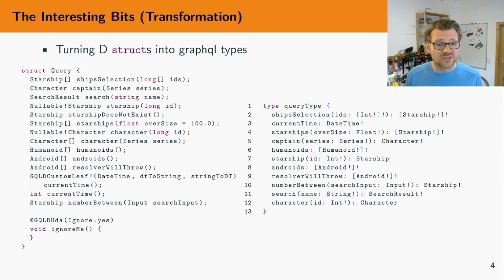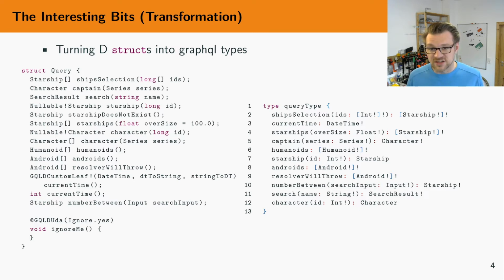Also very fun is turning these structs into GraphQL types. So on the left, we see the struct Query, and on the right, we see the type Query. And type is basically GraphQL speak for struct or class. And looking at the first member of our struct called shipSelection, we see your basic D function. You have a return type called Starship, and you actually return an array of that. And you have input of ids, which is a long array. So presumably this function gets you all the starships listed by the IDs in the parameter.